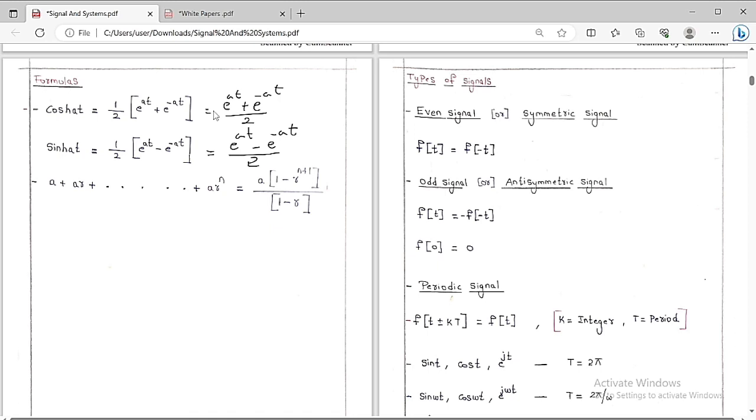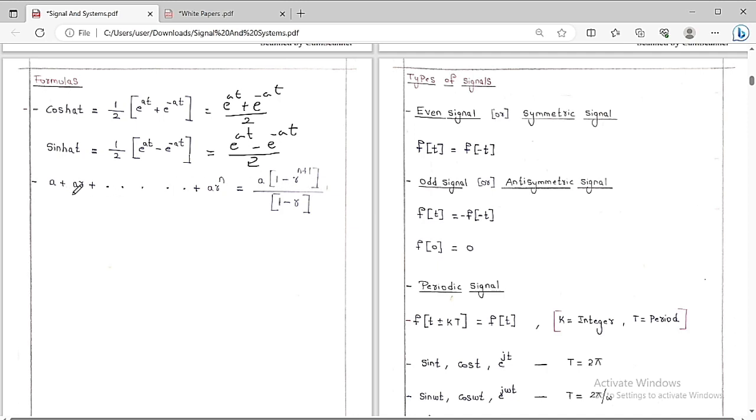The next thing is the summation of the geometric series, because this is a very, very important thing. Definitely this concept is there in the calculation of signals and systems. That is the reason I have written this geometric series expression: a plus ar plus ar square up to a r to the power of n. That summation is equal to a into 1 minus r to the power of n plus 1 by 1 minus r. Here a is the first term.